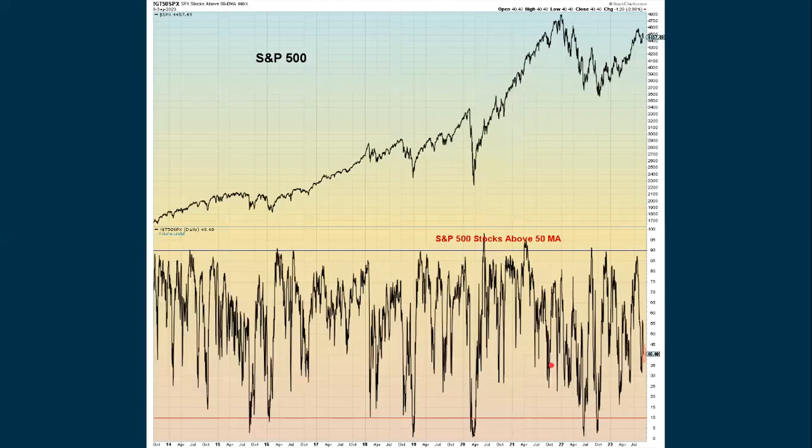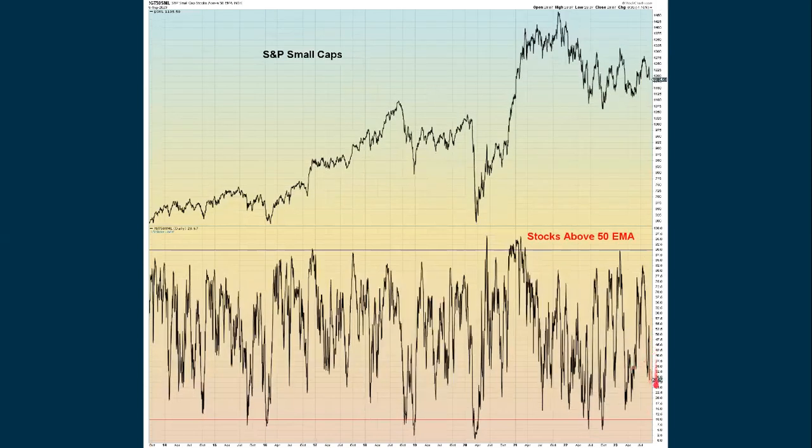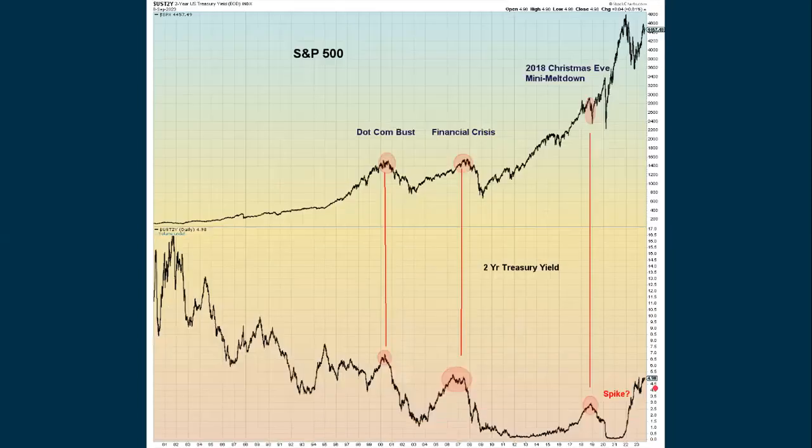Then we look at the S&P and the stocks above their 50-day moving average. Again, we're a little bit above 50. We can often use this for extreme positive or negative readings. We also look for that on the mid caps. They're actually a little bit more negative and not giving us any kind of an extreme reading, and the small caps are even showing more weakness now.